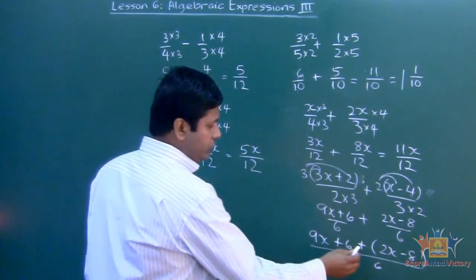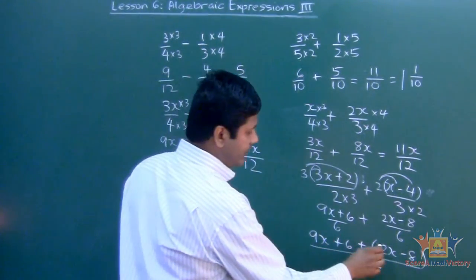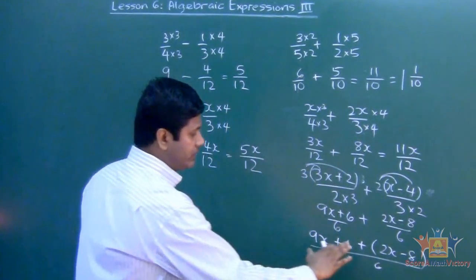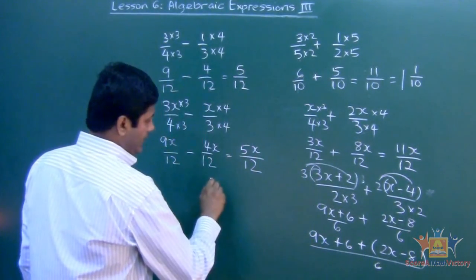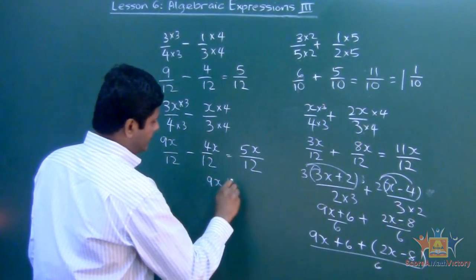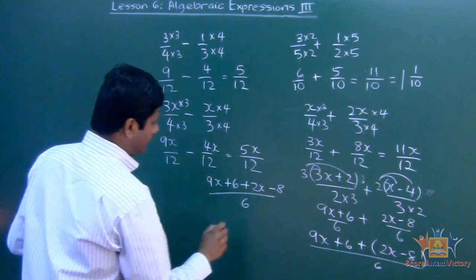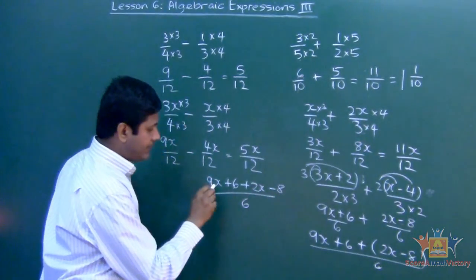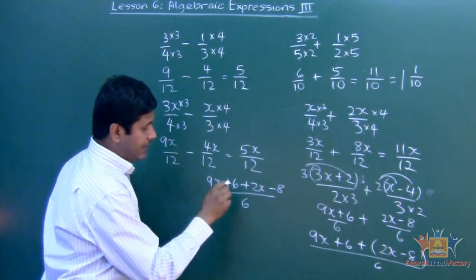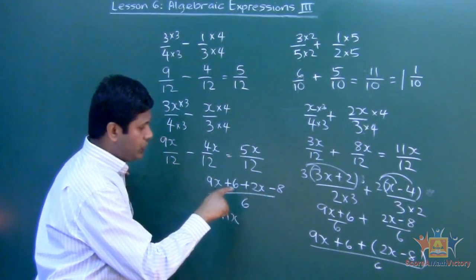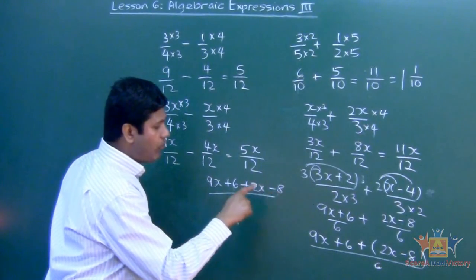Now, usually for the plus, you don't have to worry about it because the sign is going to stay the same. Only with the negative you have to pay attention. So it will be 9x plus 6 plus 2x minus 8 over 6. Combine by the family: x and x can be added. 9x plus 2x is 11x. 6 minus 8, you have and you owe, but you owe more than you have.